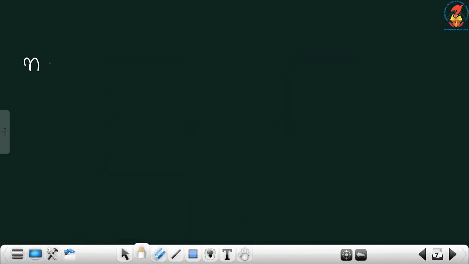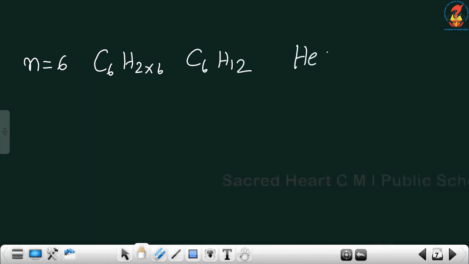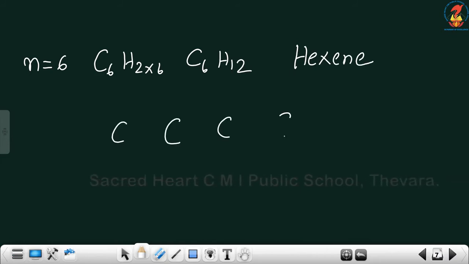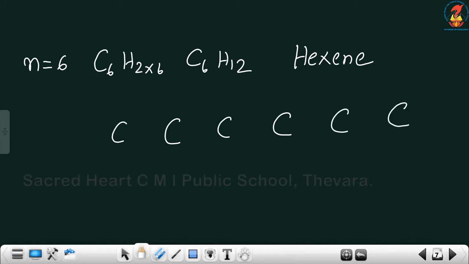Next one, n is equal to 6, C6, H2 into 6, C6H12. The name is hexene. Okay. Now draw 6 carbon atoms. Make one of the bonds a double bond. Anywhere you can put the double bond. It's your freedom. But accordingly the formula will not change. Number of carbons and hydrogens will be the same. Only the position of the double bond changes. So accordingly there will be adjustment in the number of hydrogen atoms on each carbon.